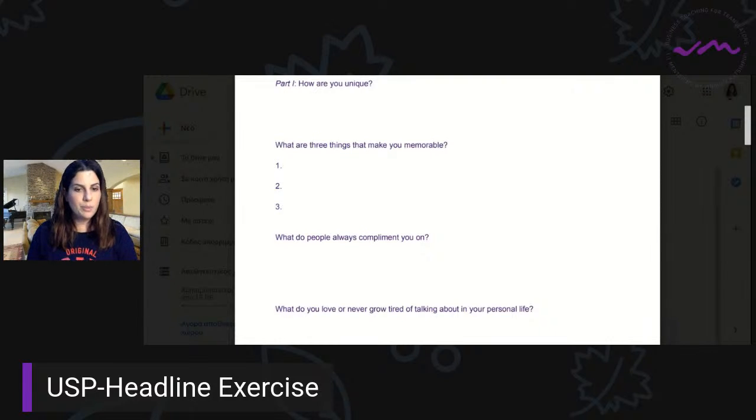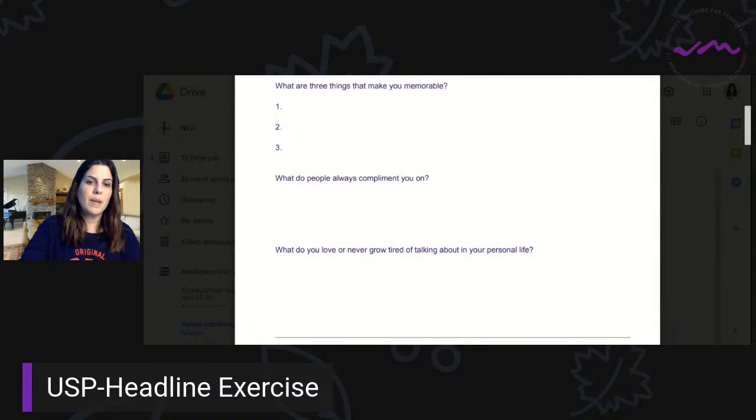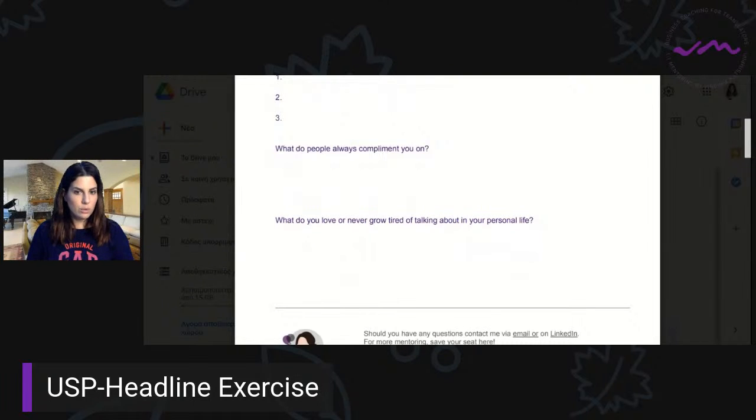Another thing: what do people always compliment you on? It might be the same things. You don't need to find new things. The things that you are memorable for might be the same things that people compliment you on. So most probably, many people compliment me on meeting the deadline, always providing high quality work, being very professional, and always taking a step further in everything that I do, my efforts to provide a high quality service, not only translation.